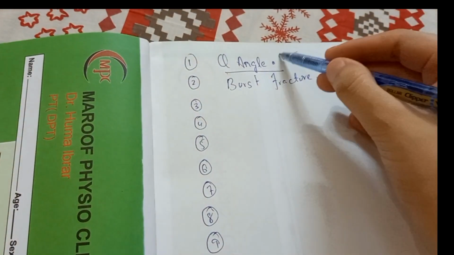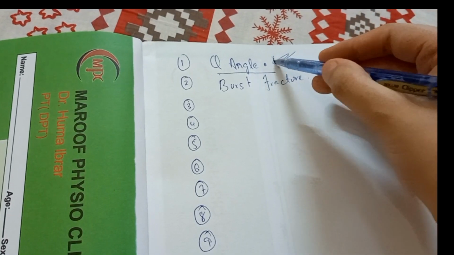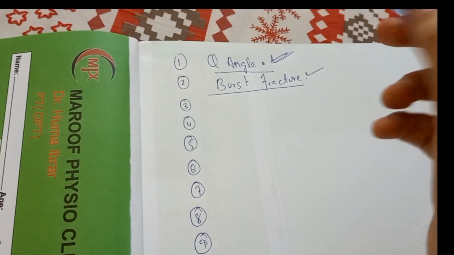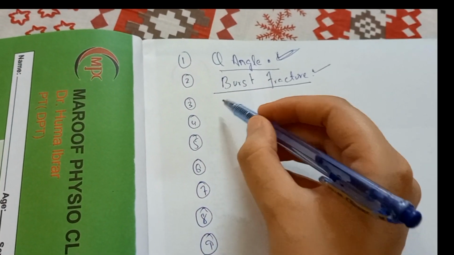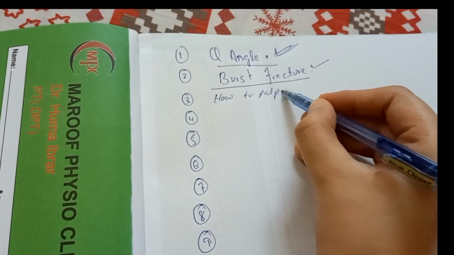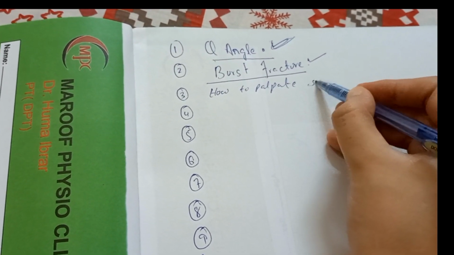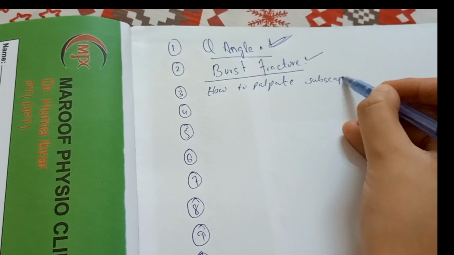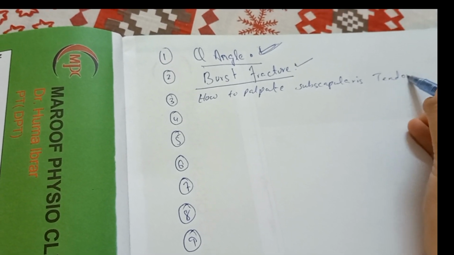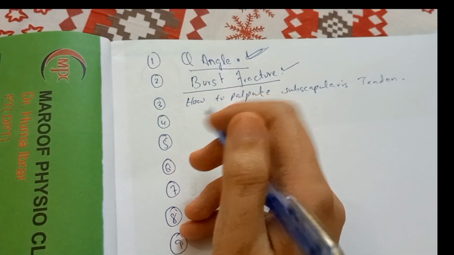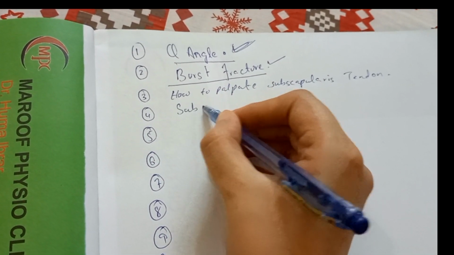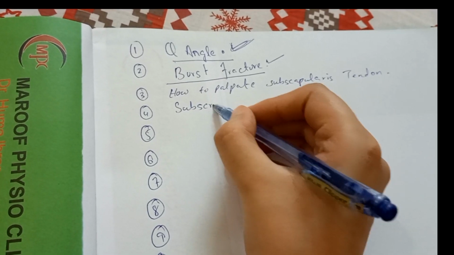Okay everyone, let's start. The first one was about Q angle. You should know about Q angle. The second one was burst fracture. Burst fracture is basically a fracture of the spine. Then was how to palpate the subscapularis tendon. Sorry for my handwriting. The fourth one was about subscapularis.